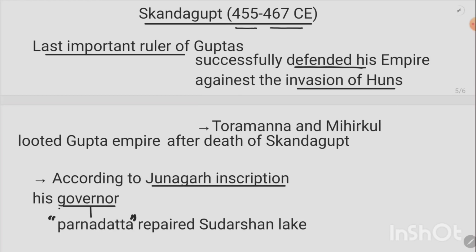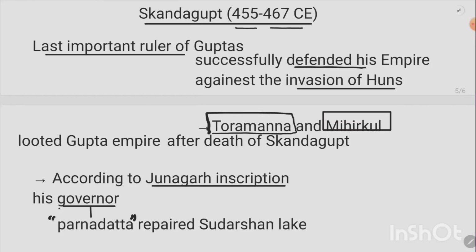They were very vicious, barbaric Asian tribesmen. Two of the most cruel men in that Huna tribe were Toramanna and second was Mihirkul. Okay, Mihirkul and Toramanna were two very ferocious leaders of this Huna tribe. Now, this is the most important contribution of Sikandagupta, that he was able to defend completely against the attack of the Hunas on his empire.